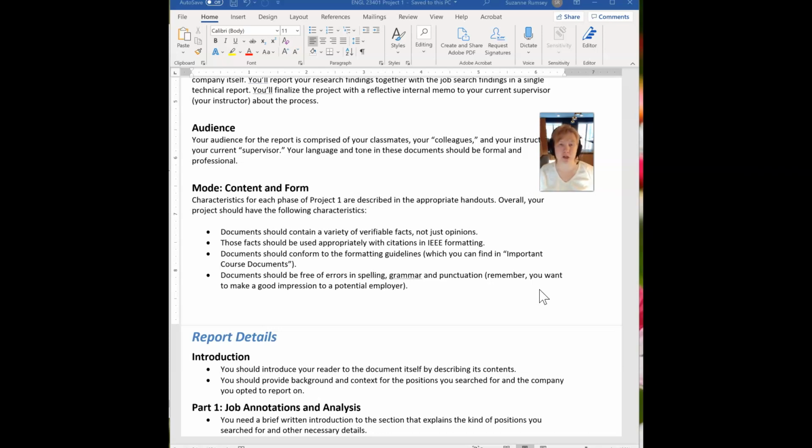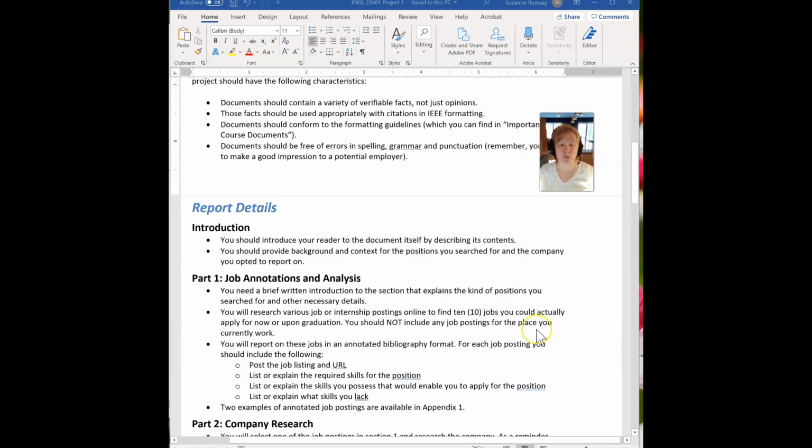Now, you have to actually have verifiable facts available in this document. You can't just decide to spout your opinion about a company. You actually have to find resources, and those resources need to be cited carefully using IEEE. So instead of MLA, which is probably what you used in 131, in this class and in future tech writing classes, we use IEEE because it's sort of the industry standard for formal writing.